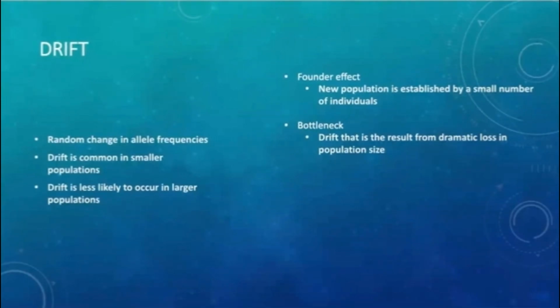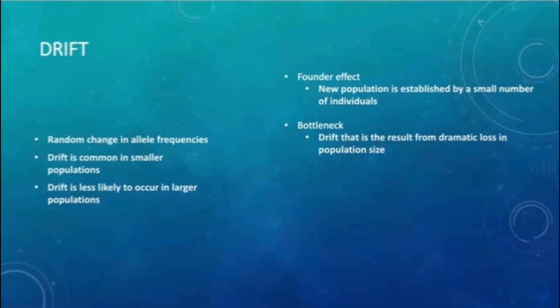Drift, which is random changes in allele frequencies, is more noticeable in smaller populations due to the increased influence of chance events on allele frequencies. However, larger populations are less affected by drift since random fluctuations are spread out across more individuals. Then we have the founder effect, which happens when a new population starts with only a few individuals, reducing genetic diversity compared to the original population.